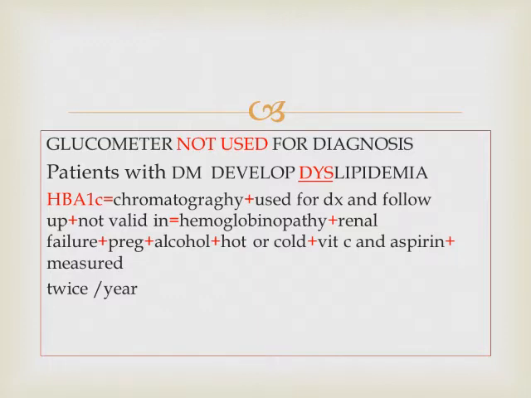HbA1c is measured by chromatography, and it is used for diagnosis and follow-up also, but it is not valid in many conditions like hemoglobinopathies, renal failure, pregnancy, usage of alcohol, hot or cold weather, and usage of vitamin C and aspirin. HbA1c can be measured twice per year usually, but may be measured up to 4 times per year or more, according to the situation of the patient.